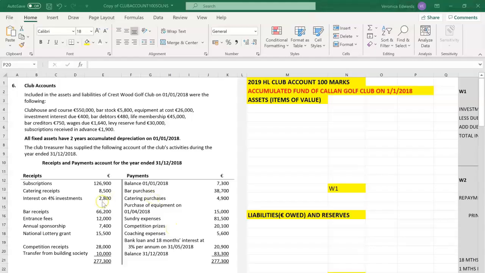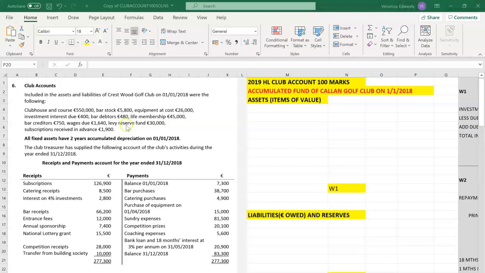Solution to question 6 on the 2019 higher level Leaving Certificate accounting paper. It's a club account question. On the left-hand side of your screen, you can see financial information relating to Crestwood Golf Club for 2018.